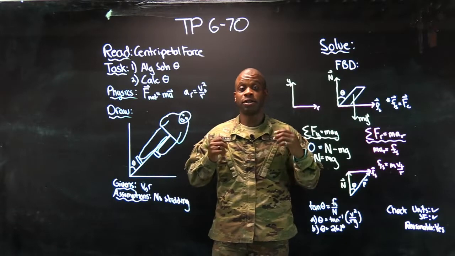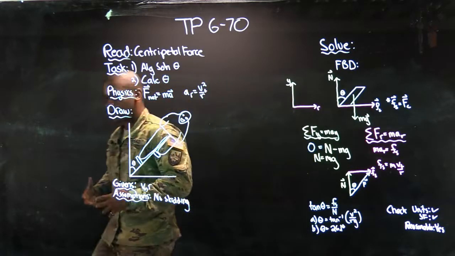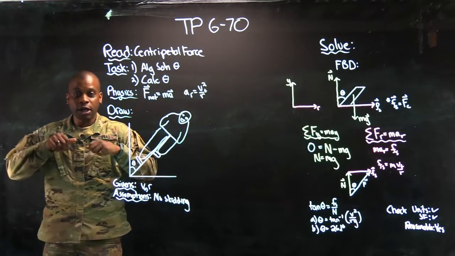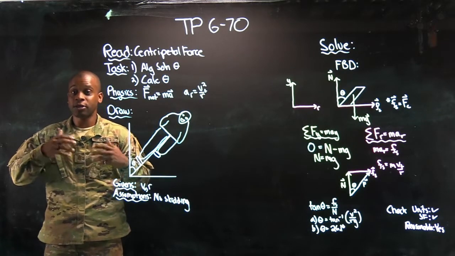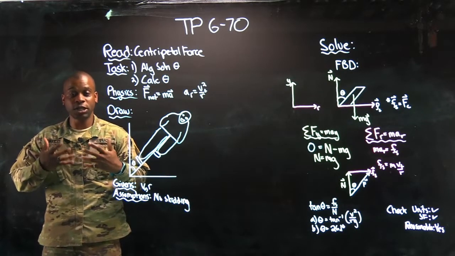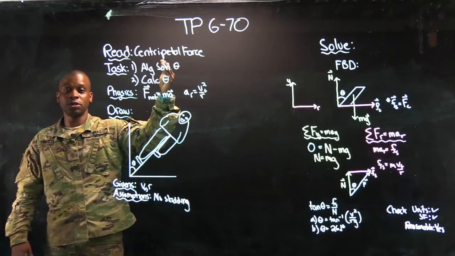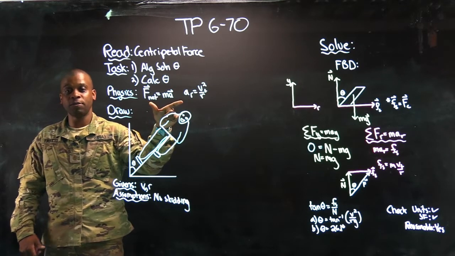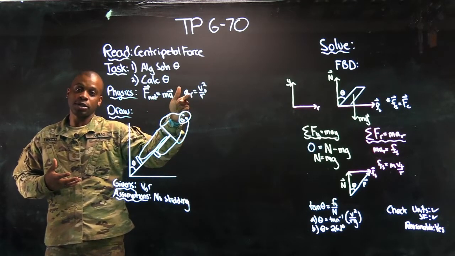Hey physics fans, today we're talking about TP 6-70. Now, when reading question 6-70, it's talking about the bicyclist on a curved path. He's not leaving the path, so there has to be some sort of centripetal force keeping him on the curved path. Therefore, we know we're dealing with centripetal force, Newton's second law, and that type of problem, and radial acceleration.